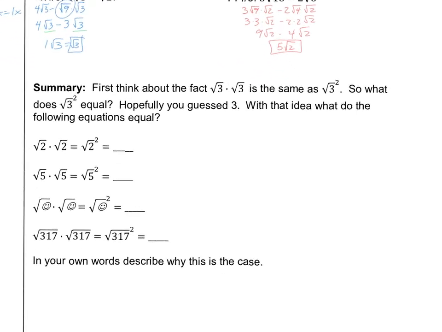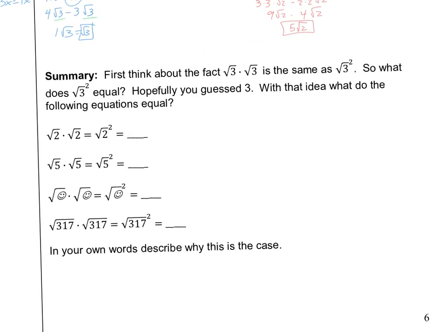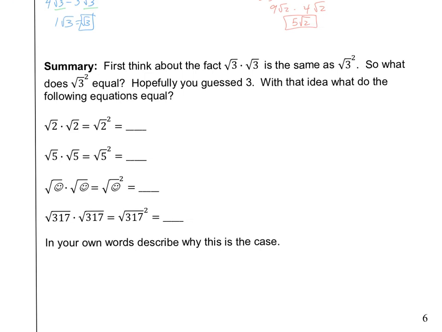Okay, for the summary, I got a little thought exercise I want you to think about. We kind of talked about this in a video, but I want you to be able to do this on your own. So first, think about the fact that we said before, square root 3 is the same thing as square root 3 squared, right? So what does square root 3 squared equal? And remember, we talked about this, that these are opposite actions, so the square root and the square cancel out. So it's just 3. With that idea, what do the following equations equal?